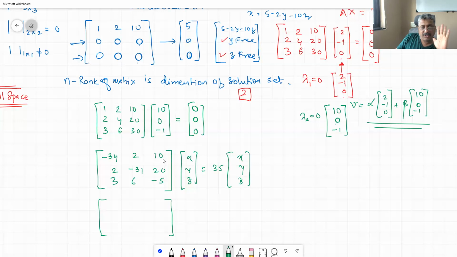So let me just do it, not a complete systematic row reduction. Suppose I keep the first row as it is, minus 34, 2 and 10, and we want to make this entry 0. So what do we do? 2 times the first row is to be subtracted from the second row. So minus 35. And what is this?